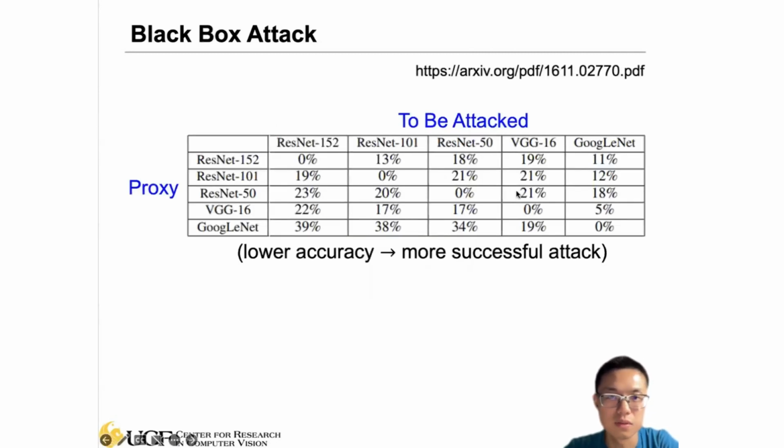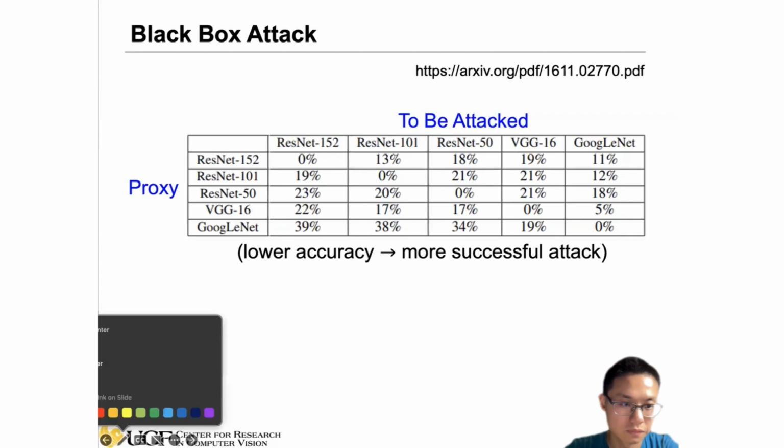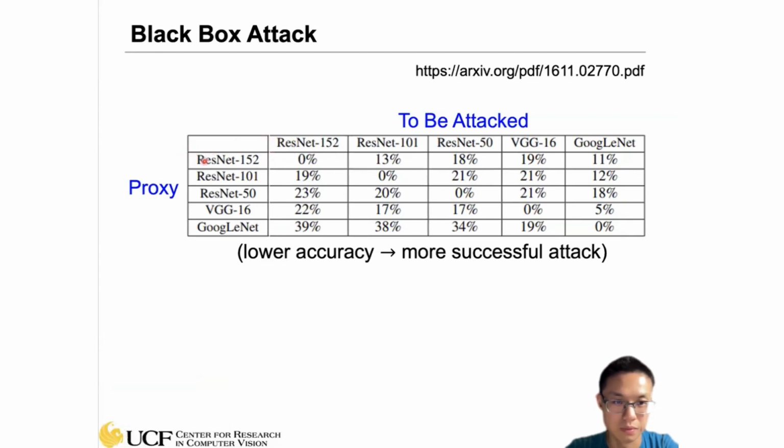So let's look at some of the results from this paper. Okay, so they do this black box attack. Here, if you look at the column, this is the proxy network. Let's look at the first row: the proxy network is ResNet 152. And this is the network to be attacked. So we have 5 different networks: ResNet 152, ResNet 101, ResNet 50, VGG 16, and GoogleNet.